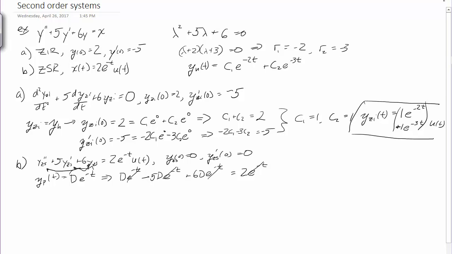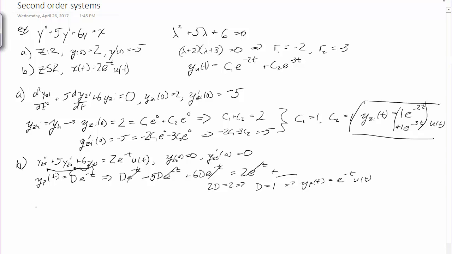And this is again evidence as to why the particular had the form it did. If I had e to any other exponent, once I differentiated, I would still have e to that exponent, but I have no other exponents on the right-hand side. So the particular needs to only have e to the minus t's, because when you differentiate it, you'll just get linear combinations of e to the minus t's. So here I get 1 minus 5 plus 6, so that's 2d equals 2, better known as d equals 1. So the particular solution for this differential equation is just e to the minus t.